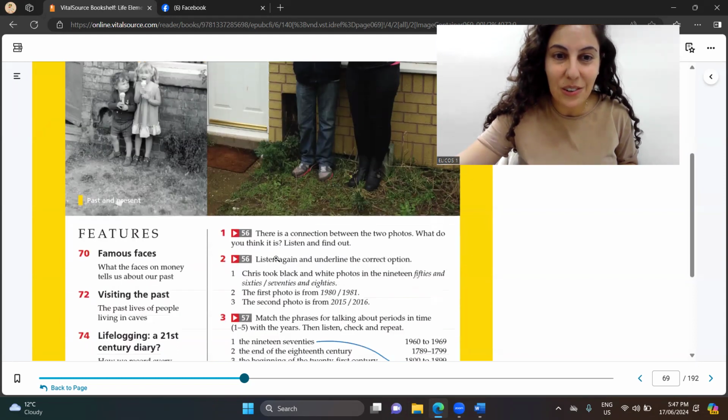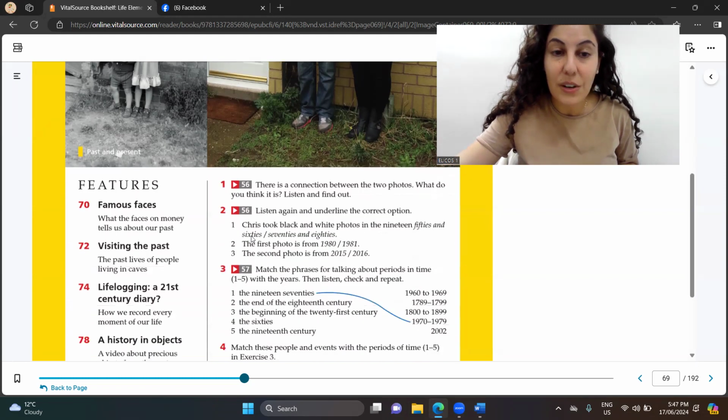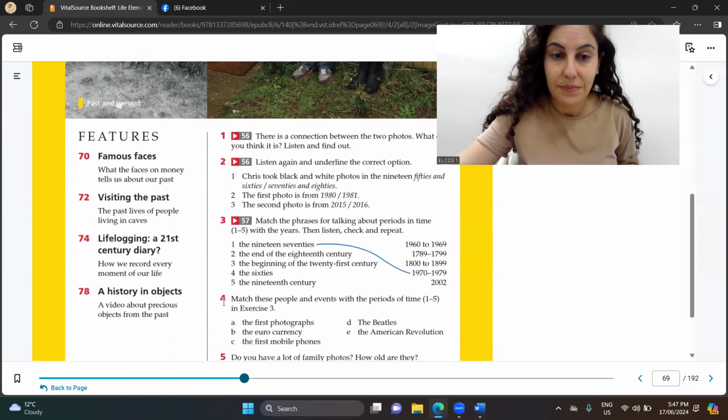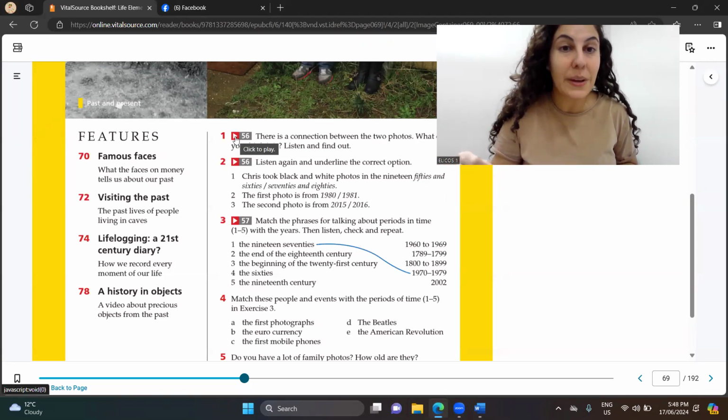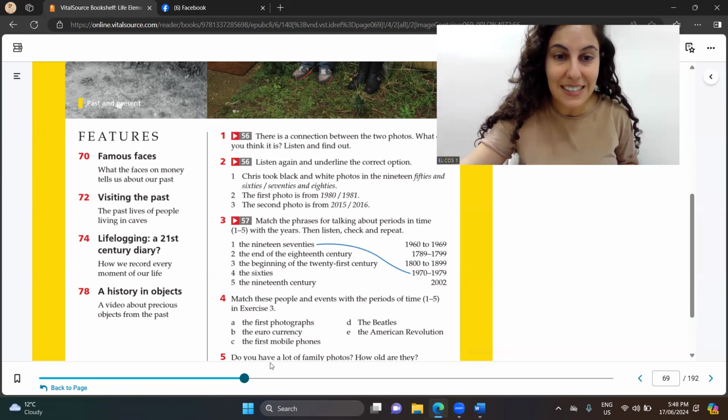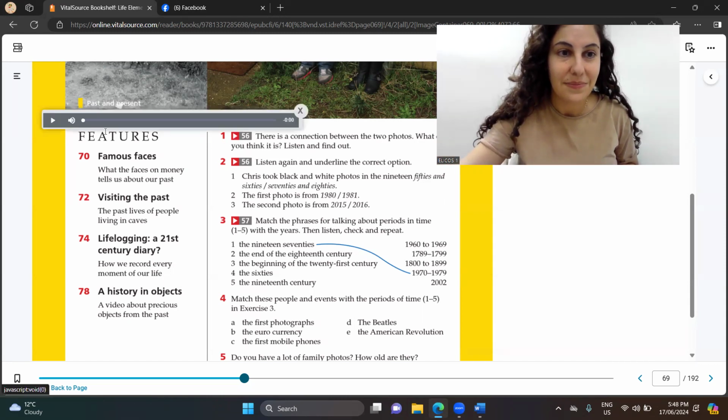Okay, so let's listen to the audio and answer questions 2, answer questions 3, and questions 4. Okay, so let's listen. Remember, this audio is going to be about the two pictures that we saw before, and we're going to answer these questions.